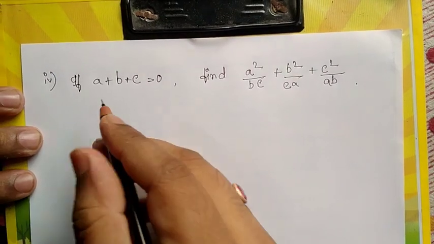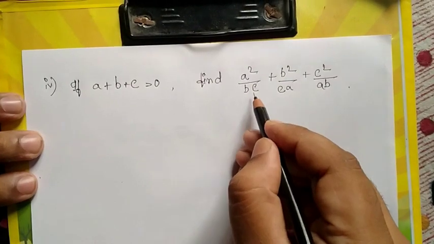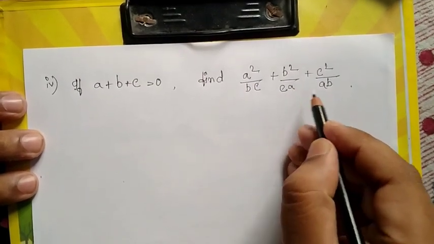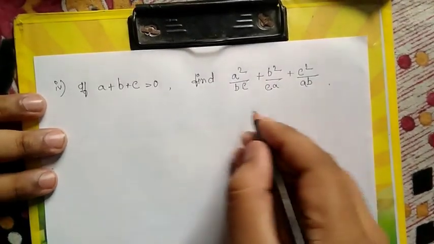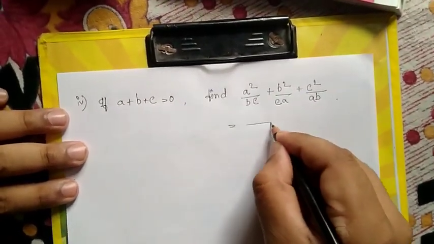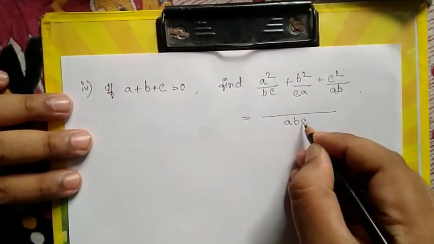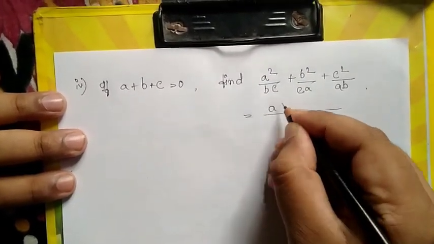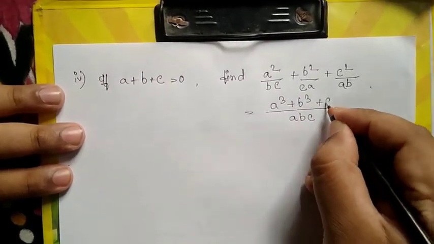This is sum number 4. If a + b + c = 0, find a²/bc + b²/ca + c²/ab. So the LCM is abc; for the first term bc is there, so the remaining is a. So the answer should be (a³ + b³ + c³)/abc.